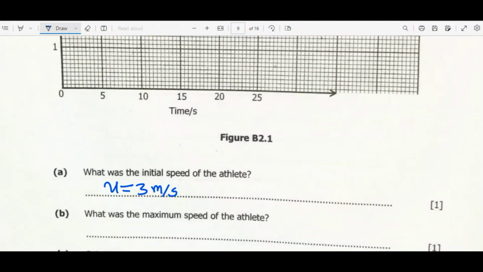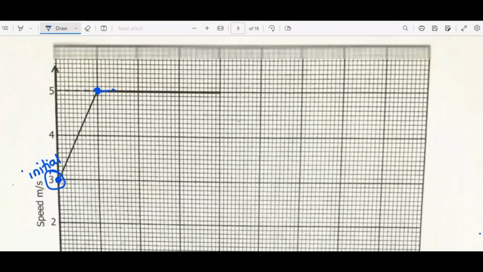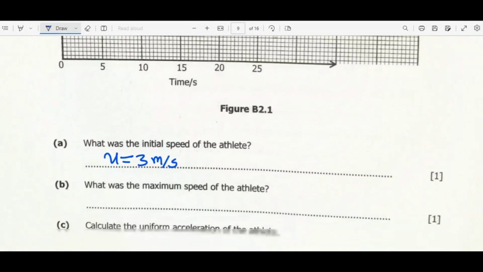Now what of question B? Question B: what was the maximum speed of the earth with T? Maximum is the same as the final speed. So the final speed will be gotten from this point. Now to get a final answer, you need to draw a line parallel to the x-axis. So we can see that it is reaching the x-axis at 5. So our final velocity is equal to 5 meters per second.